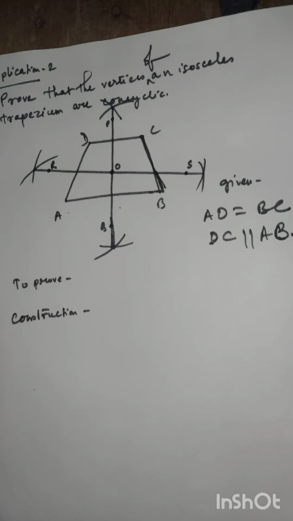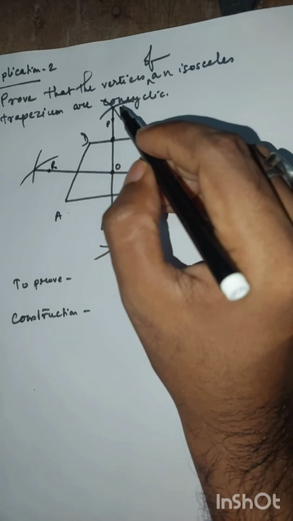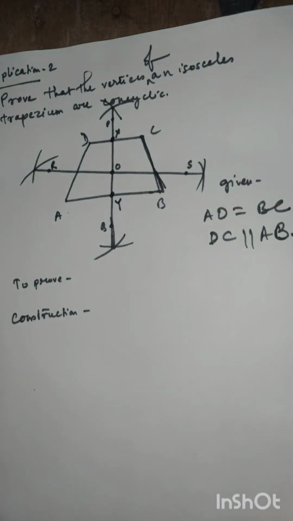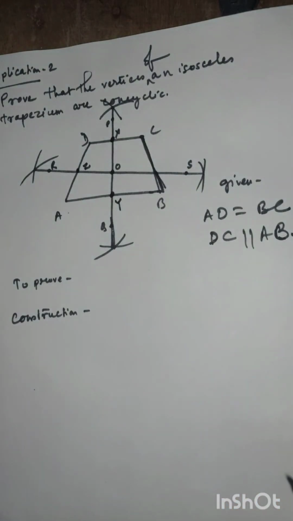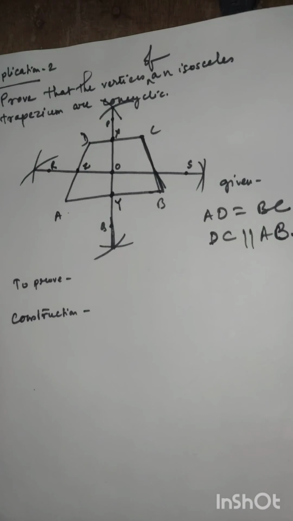Now, first of all, we are drawing two perpendicular bisectors, PQ and RS, which are intersecting at a point O. The perpendicular bisector PQ cuts this side at point X and this side at a point Y. Similarly, this perpendicular bisector cuts this side at a point Z. This point is not needed, that is why XYZ is sufficient. Okay, we are not taking this point.